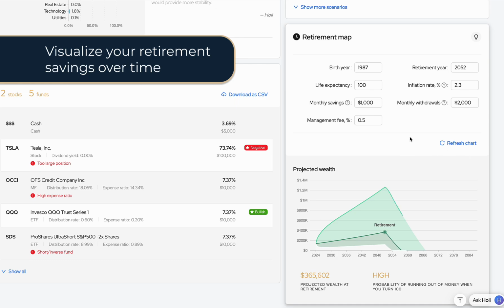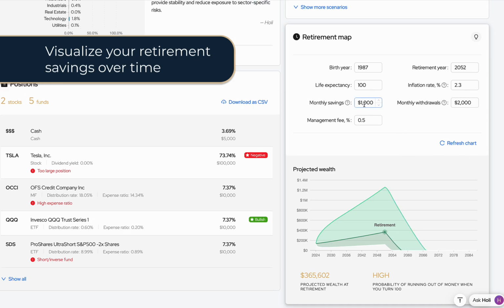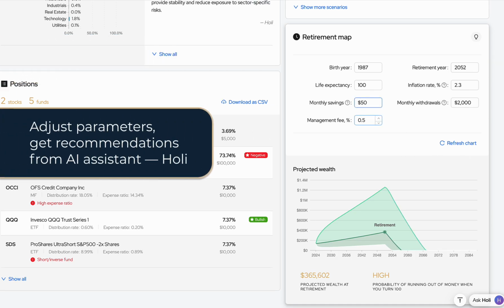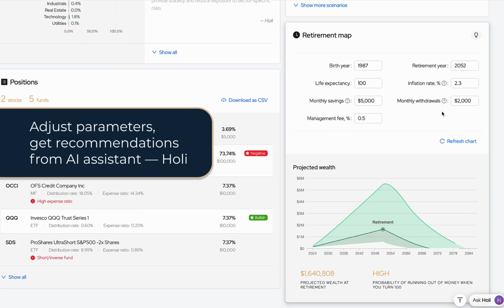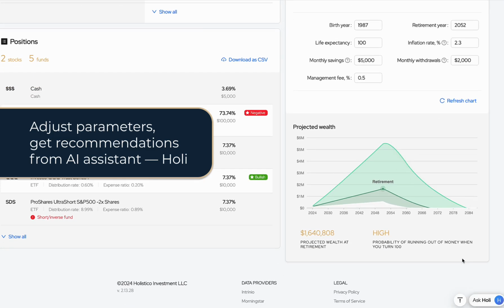Holistico's retirement map helps you plan your financial future with clarity. Adjust parameters like savings and withdrawals to see how they impact your projected wealth over time. Adjust parameters, get AI-driven recommendations, and ensure your goals are within reach.